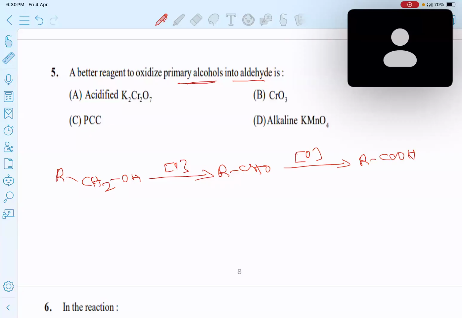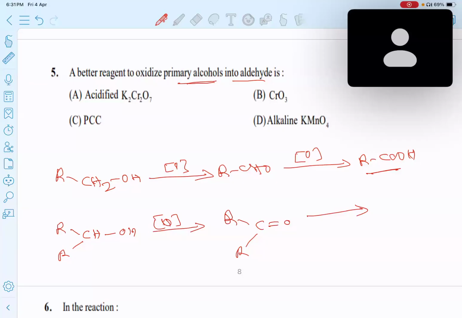So when using a strong oxidizing agent, subsequently the alcohol is oxidized and the final product is carboxylic acid. A secondary alcohol treated with a strong oxidizing agent undergoes oxidation, and the product is a ketone. Then under strong conditions, the ketone is further oxidized to carboxylic acid.